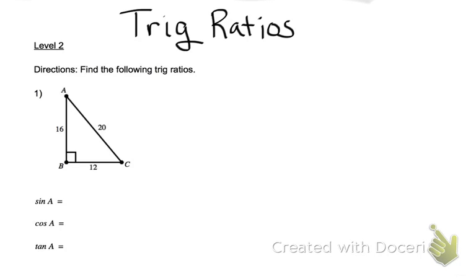Today we're going to focus on doing trig ratios, and this is level 2 questions. So first off, what I'm going to go over is the word SOHCAHTOA. Remember, the S stands for sine, and so, S-O-H, first we're going to do opposite over hypotenuse.